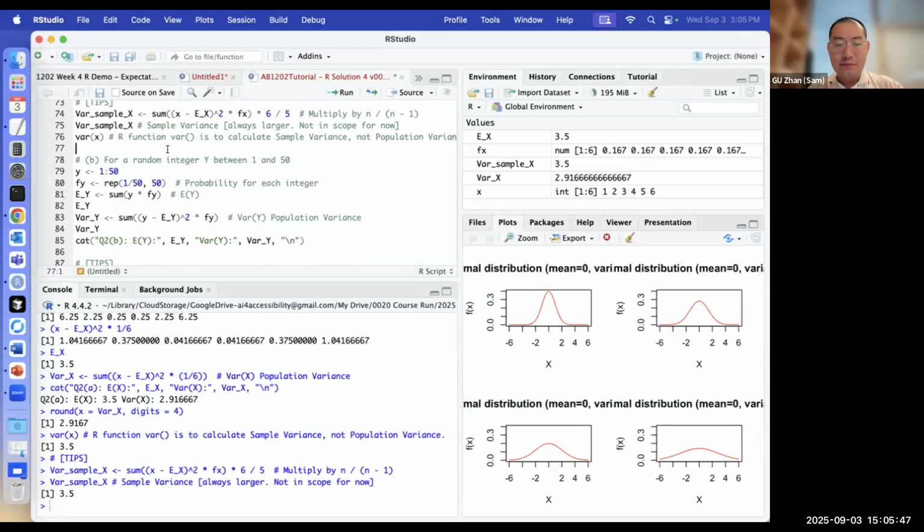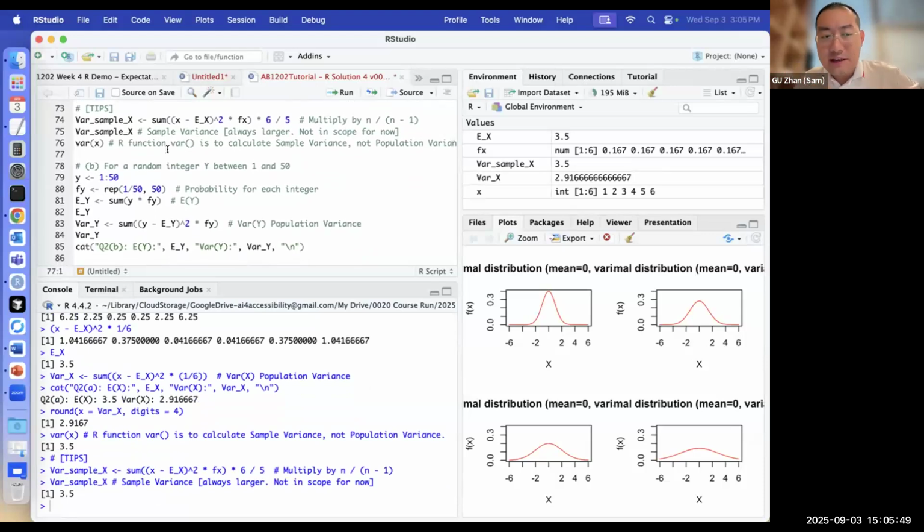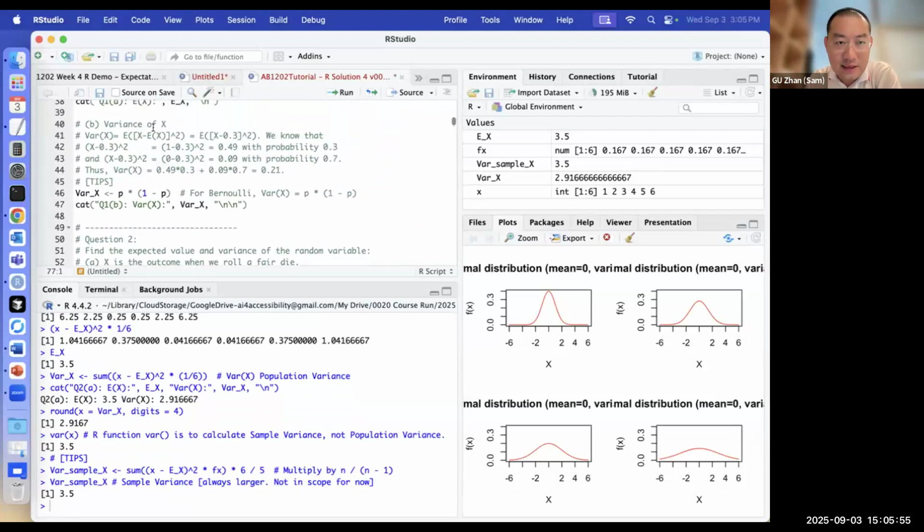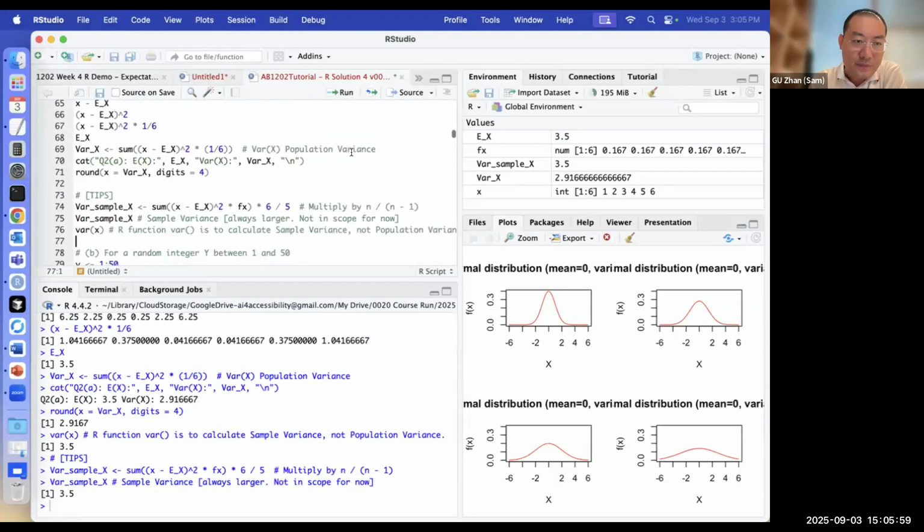We will touch more on sample variance later. In the meantime, use the standard formula to calculate the variance, and this is the variance of the population.